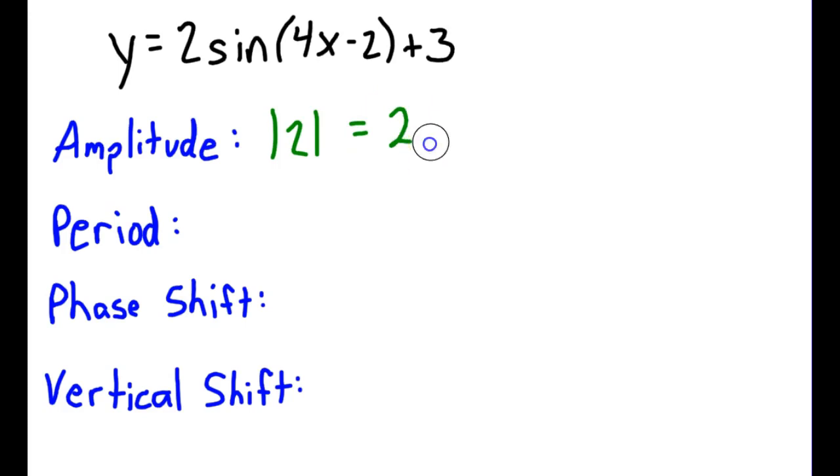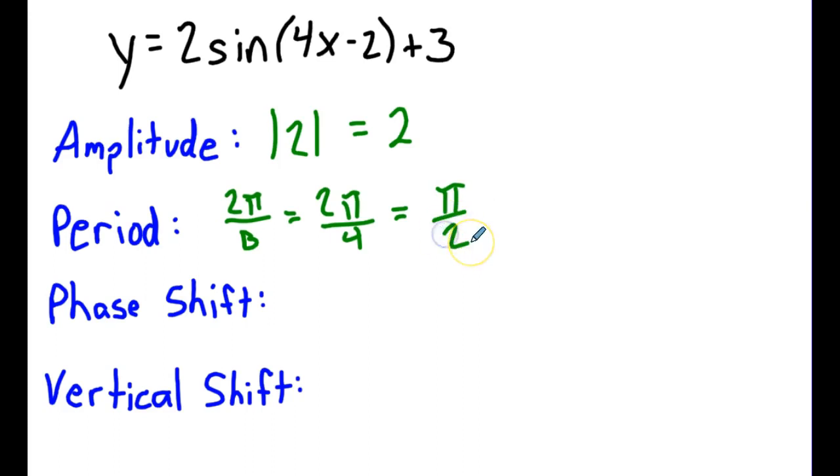Next, we want to find the period. We find the period of this function by taking 2 pi and dividing that by b. The b value in this case is 4. So 2 pi divided by 4, which will simplify down to pi divided by 2. Remember, the period refers to the horizontal distance that it takes this function to complete one complete cycle.